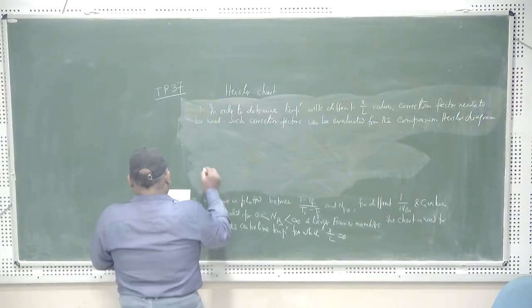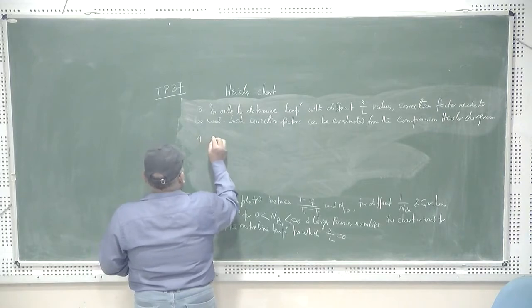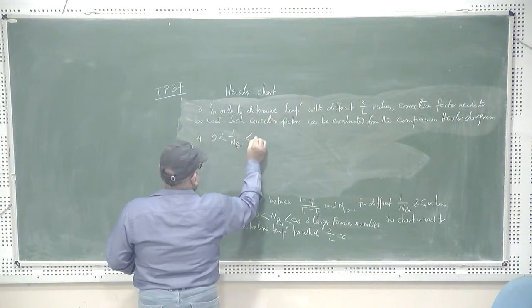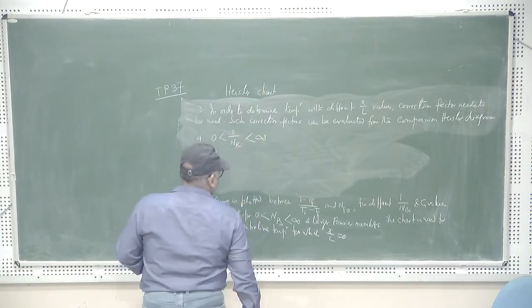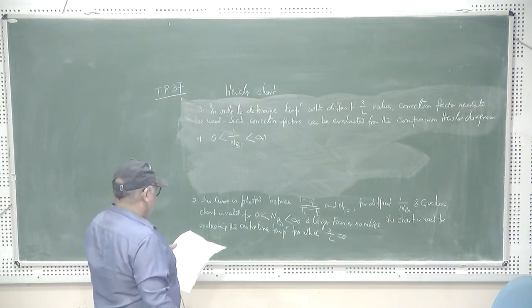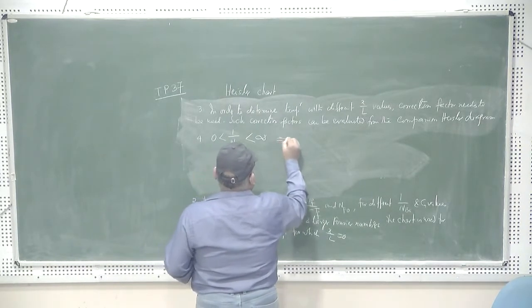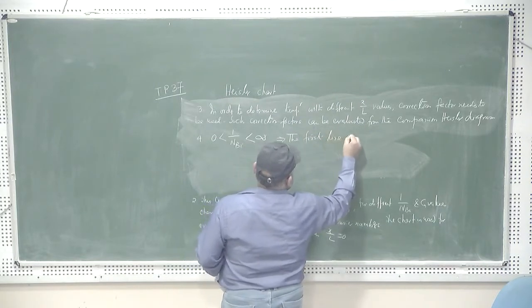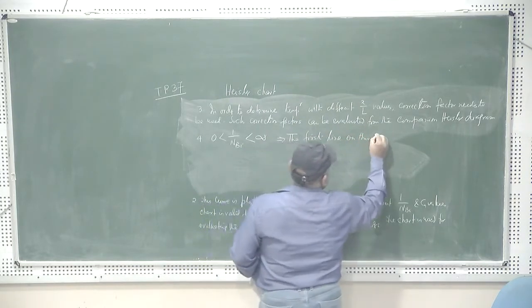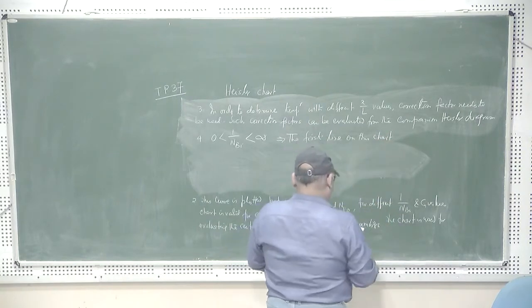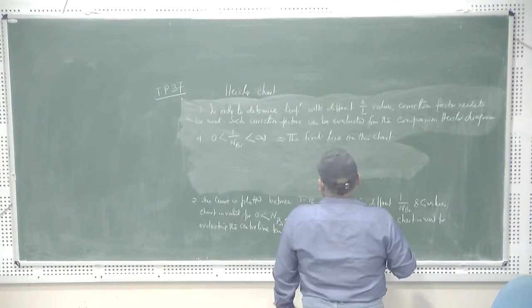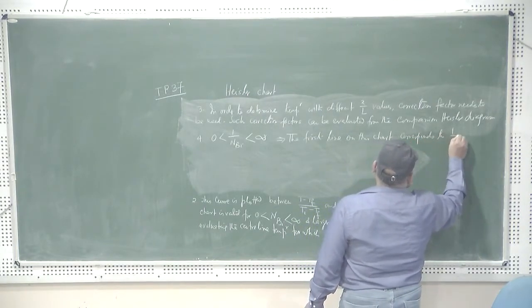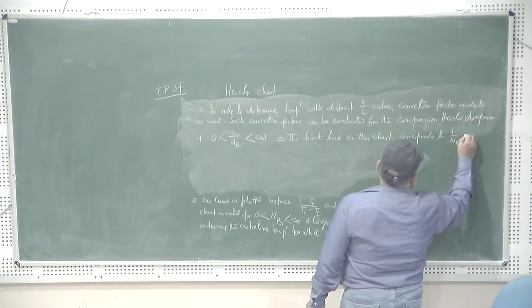The next point is, 0 less than 1 by Biot number less than infinity. From here it can be determined that 0 is less than 1 by Biot number, which is less than infinity. The first line on this chart corresponds to 1 by Biot number equal to 0.